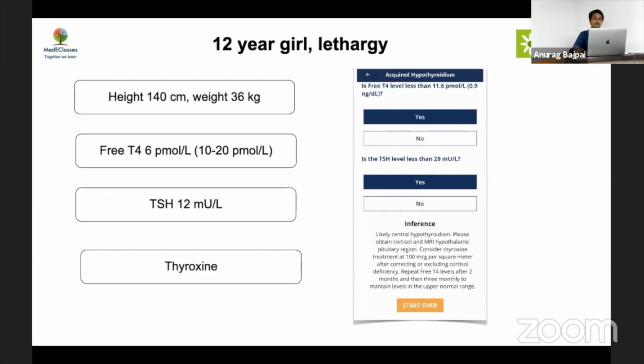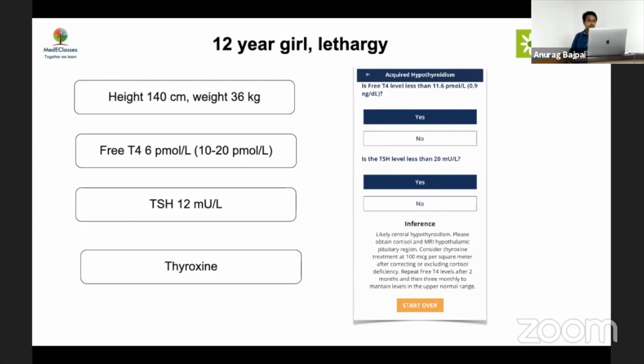Sir, the TSH is not appropriately high for the level of T4, as you mentioned in the graph. It should be sky high for any low level of T4. So we have to work up for multiple pituitary hormone deficiency in this case. This is a very, very important case. Your FT4 is low, TSH is less than 20. Yes. So this could still be central hypothyroidism. So we have to obtain cortisol and MRI before we consider starting thyroxine.